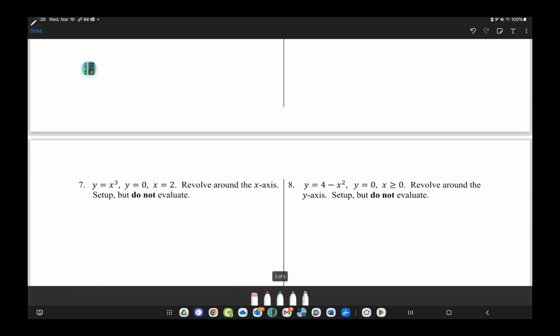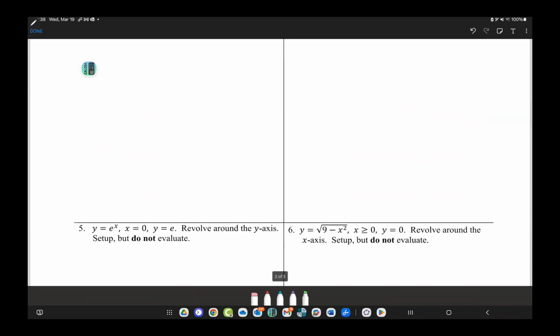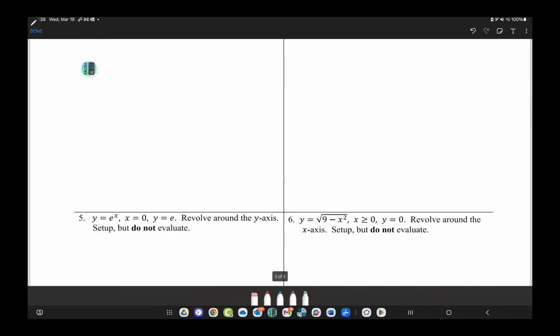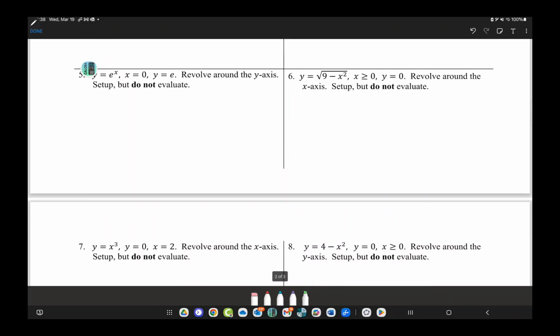Now, make sure you do read these because some of these do say set up but do not evaluate. So only the first 4 you have to evaluate. Everything else is just set it up. Set up the integral.